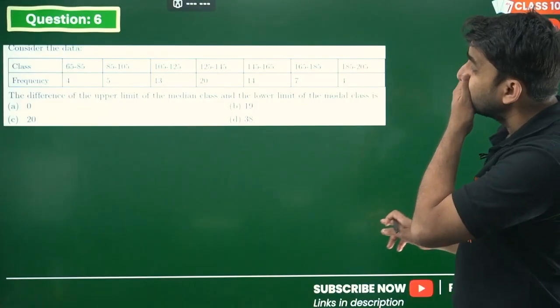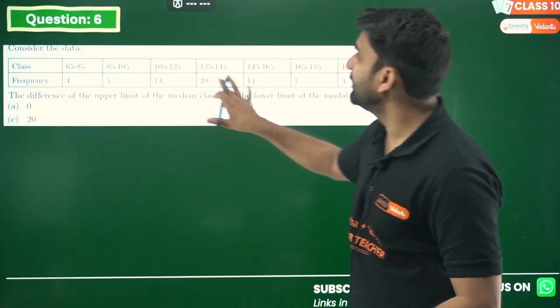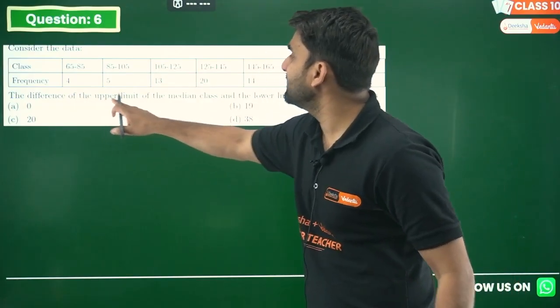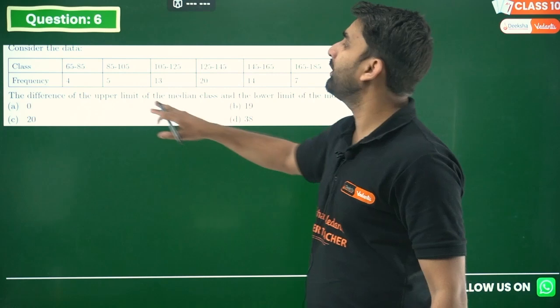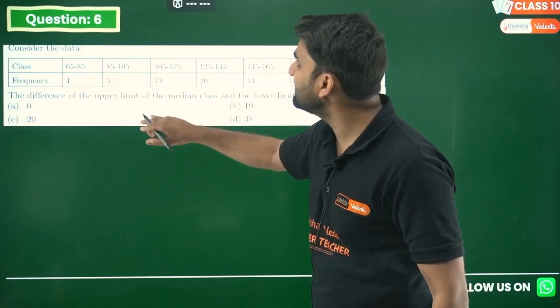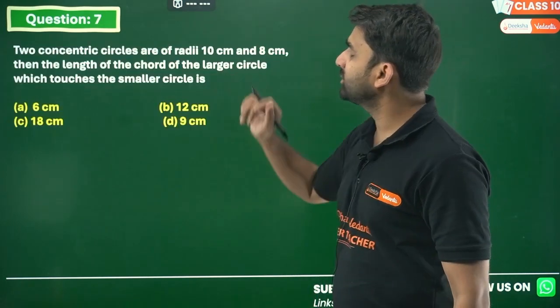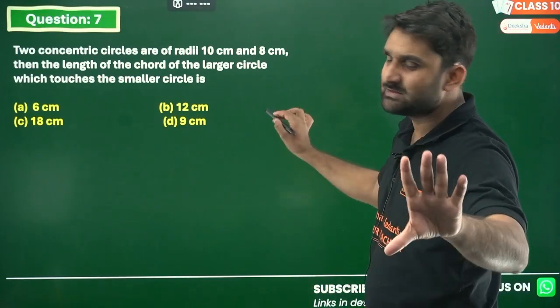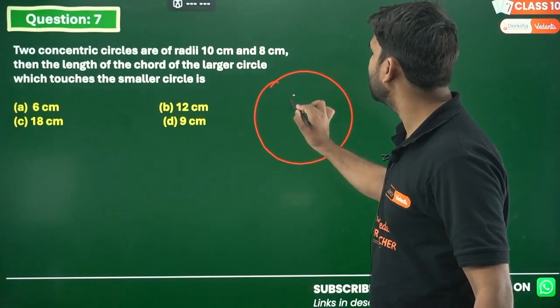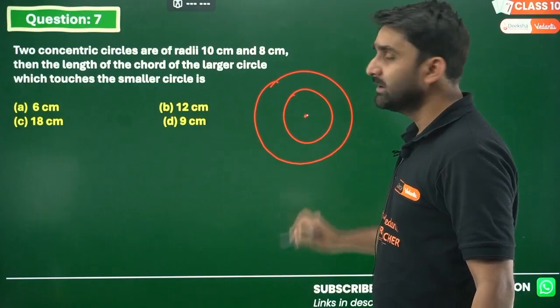Moving to the next question. A frequency distribution table is there. Find the difference of the upper limit of the median class and the lower limit of the modal class. So you have to find the difference of the median class and modal class. Question number 7: two concentric circles are of radii. Concentric circles means circles having the same center, a common center.